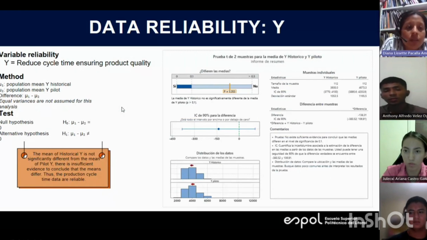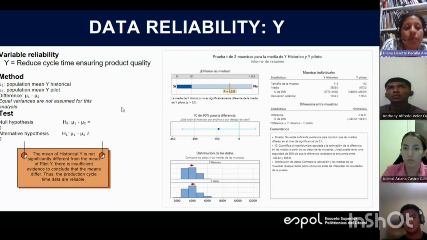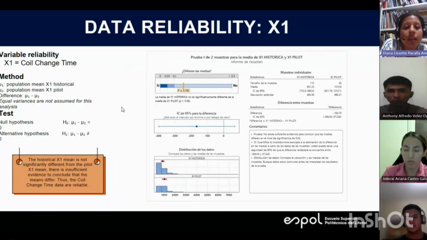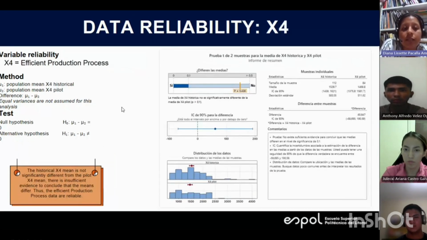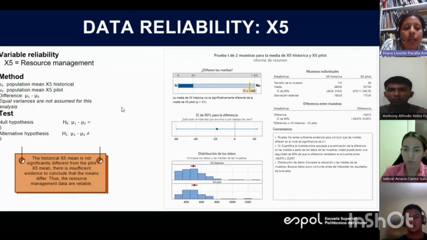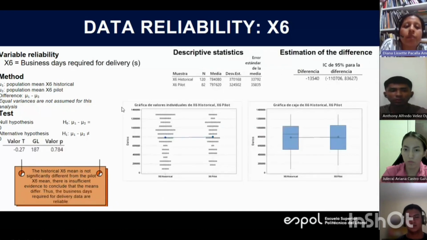Since the company provides us with historical data, we proceed to perform a two-sample t-test to check the reliability of this data. For each of the variables, a comparison was made between the historical data provided by the company and the data taken by us over a period of a month and a half, and to determine the sample size, the percent formula was used. As a result of this analysis, we found that the data is reliable for each of the variables: Y, X1, X2, X3, X4, and X5, including the data for the critical variable X6, which is business days required for delivery.